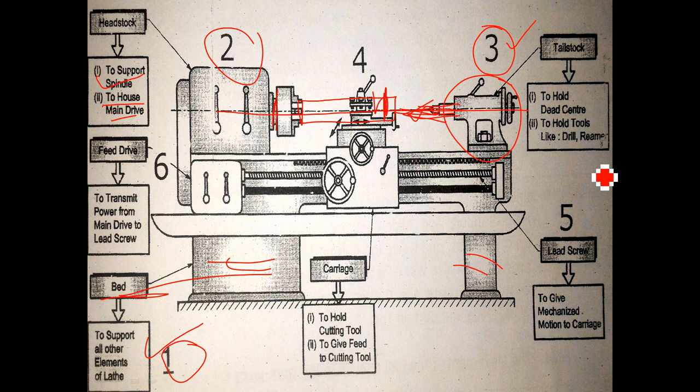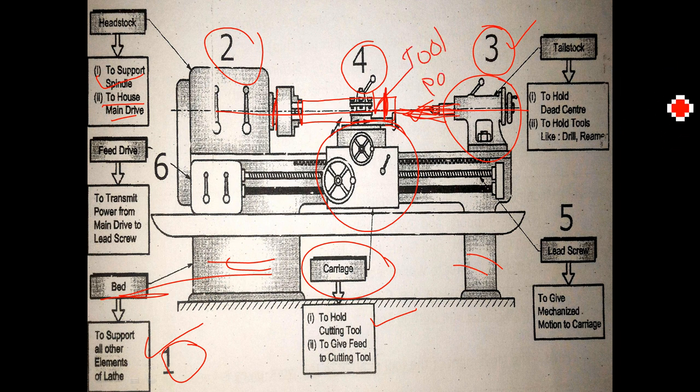Next one is this. Whole object can be called the carriage. This whole structure is called a carriage. Again, this carriage consists of different parts. We'll see the functions. To hold the cutting tool is the basic function of this part called the tool post. So the function of the tool post is to hold the cutting tool.